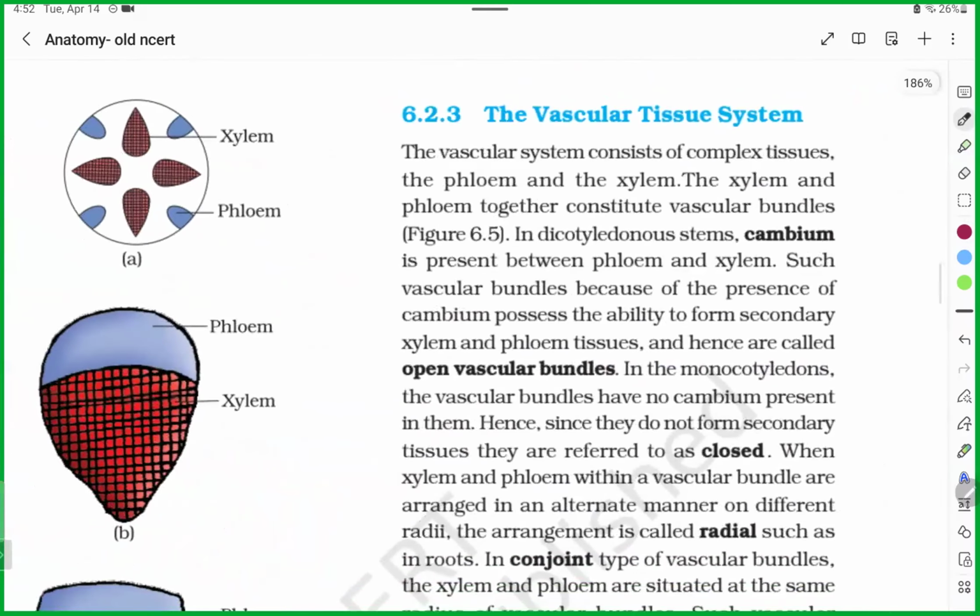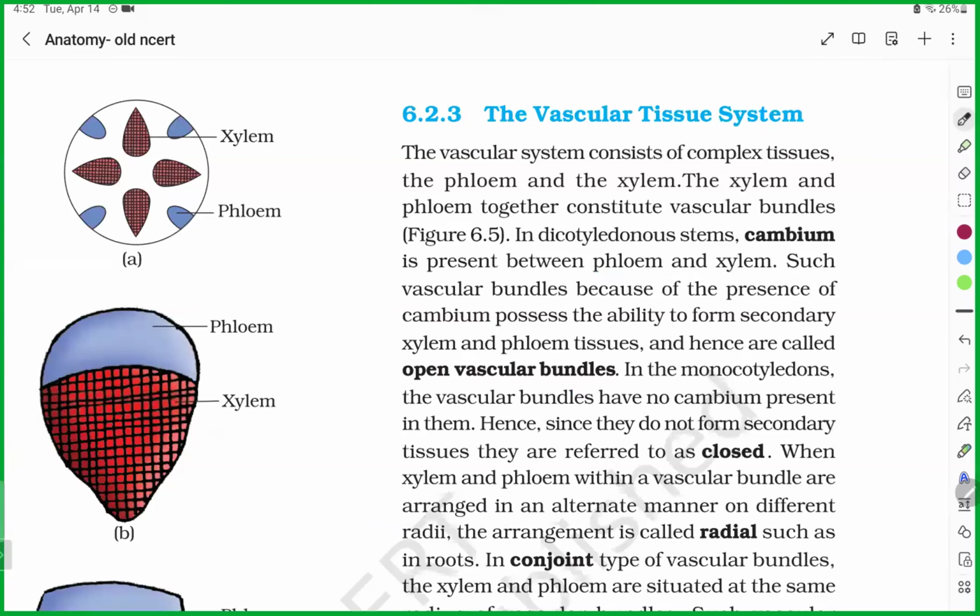And the last tissue, we have three: one skin, one ground tissue, and xylem phloem, the vascular tissue. The part of the plant responsible for photosynthesis is ground tissue. Next, vascular tissue, xylem and phloem. Xylem and phloem together are known as vascular bundle. In case of dicot plant, a special cambium is present between the phloem and xylem. In this vascular bundle, cambium is responsible for the secondary growth.